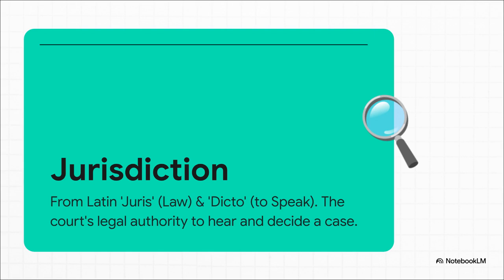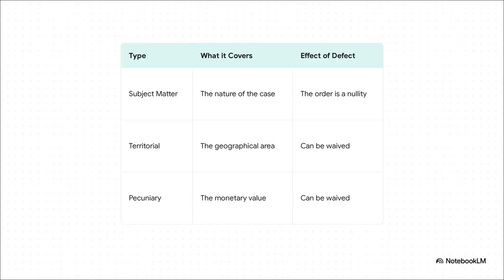Let's break down the word itself, jurisdiction. It's actually pretty cool. It comes from two Latin words, juris, which means law, and dicto, which means to speak. So jurisdiction literally means the power to speak the law. It's the court's official green light to hear a case, decide it, and then enforce that decision. Now, jurisdiction isn't just one single thing. It actually comes in a few flavors.